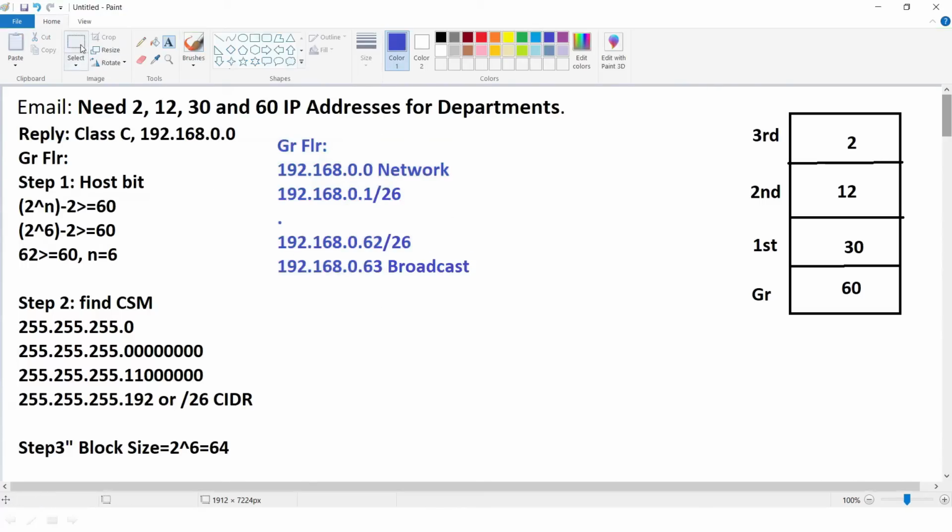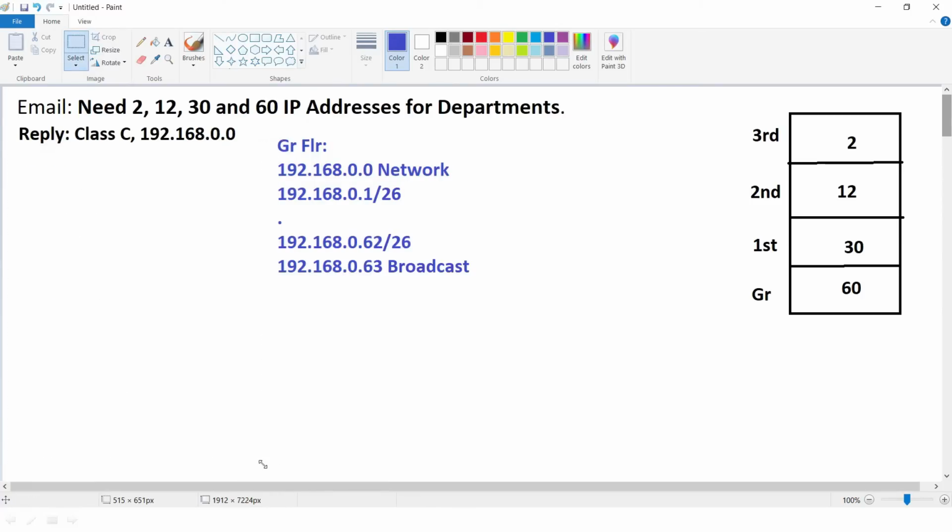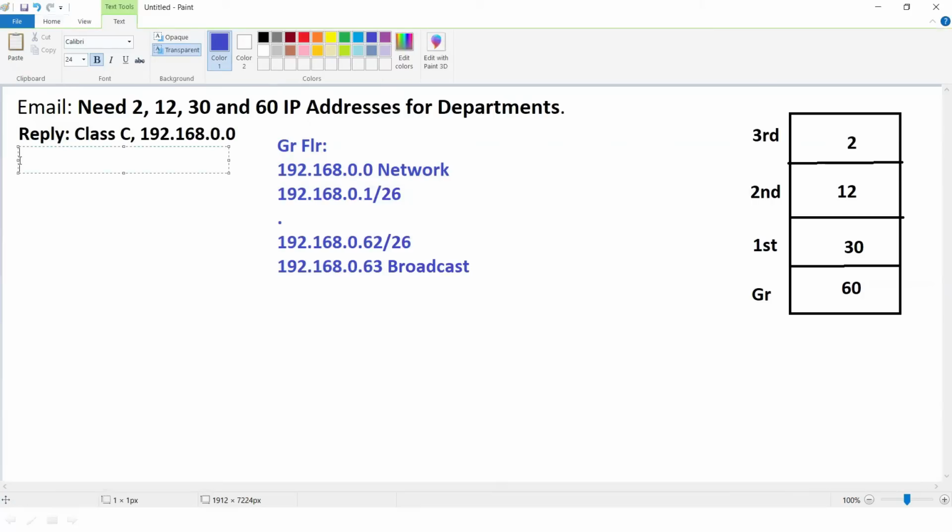Now we will calculate the IP addresses for the first floor. First of all, we will find the host bits. We know very well what the formula is: 2 power n minus 2 must be greater than or equal to 30. Putting in values, n will be equal to 5 after solving the equation.